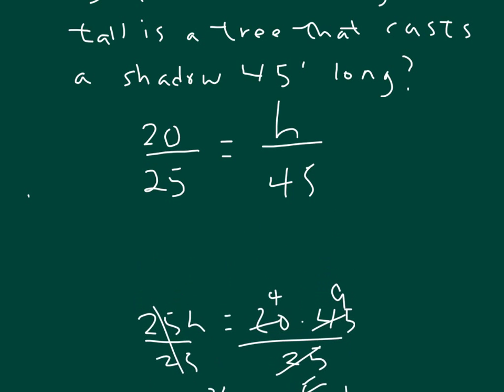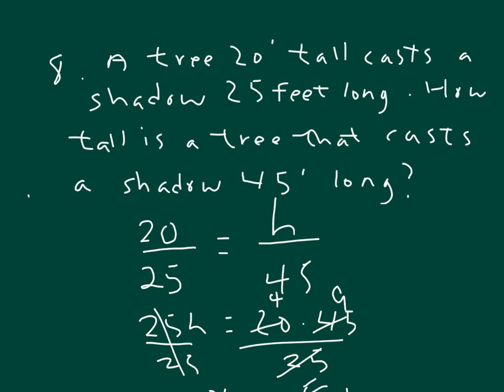So we want to see if that makes sense. The actual tree height would be 36 feet if the shadow is 45, and that's about right. You'd think that 20 to 25 is about the same as 36 to 45. So good answer.